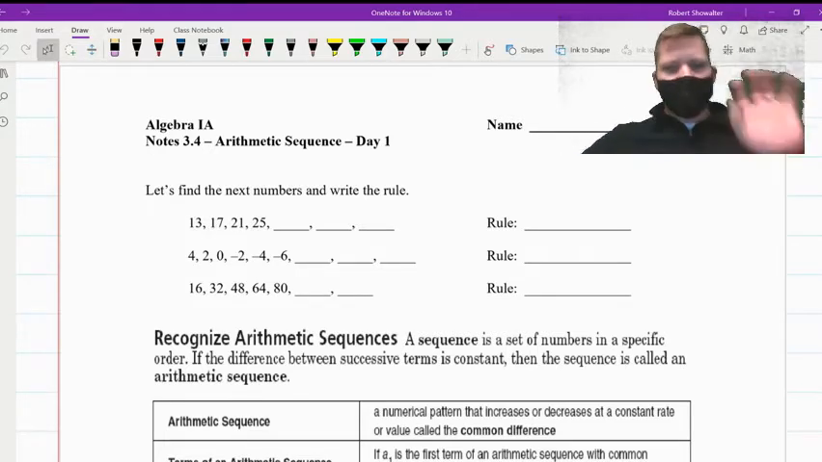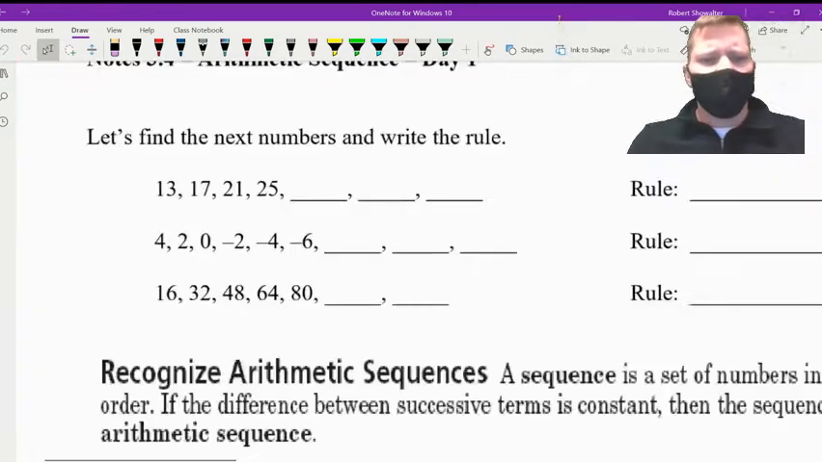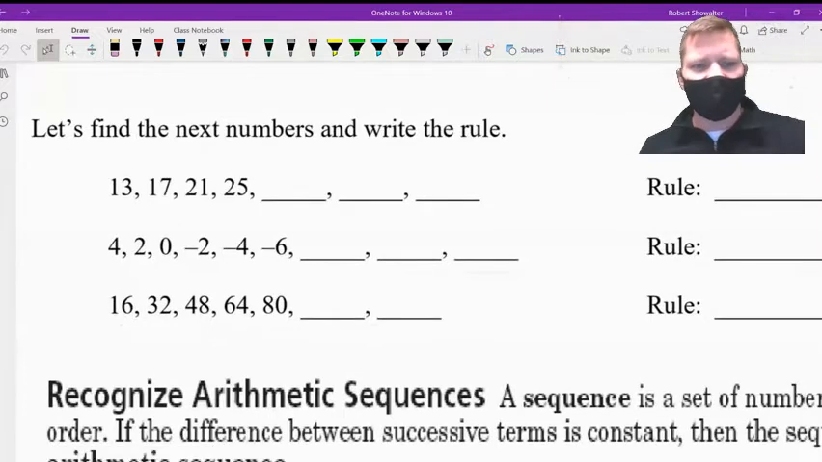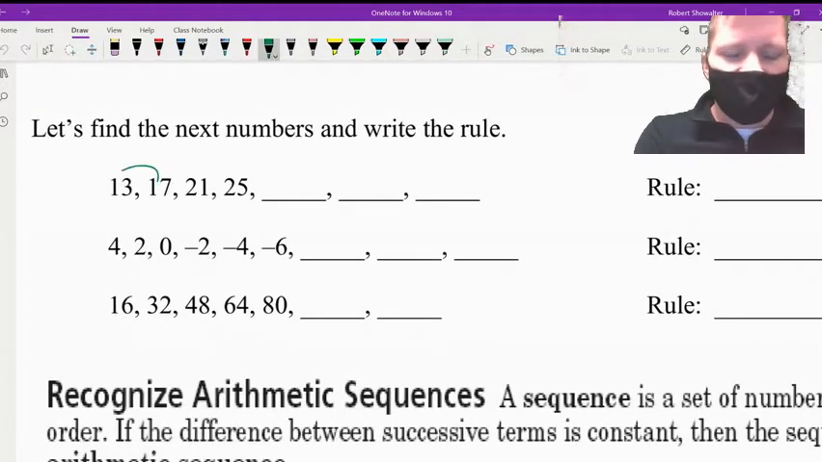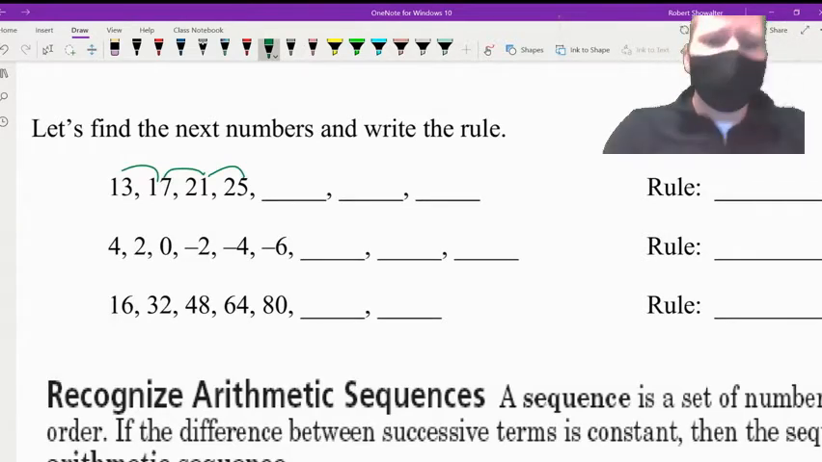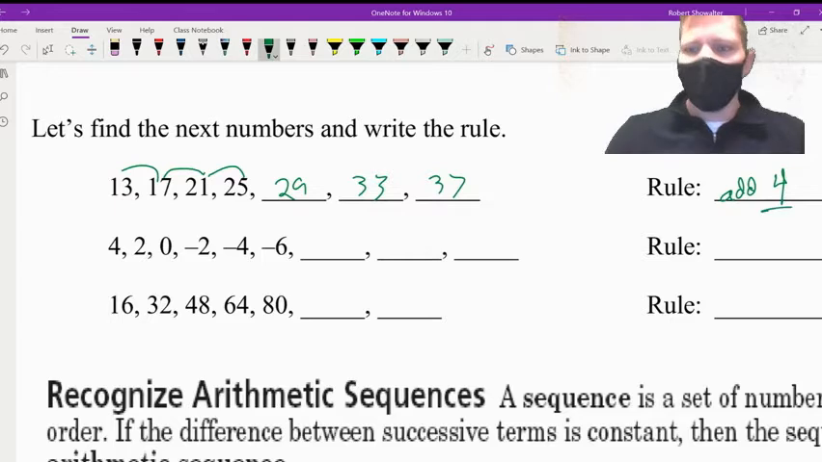Okay, so to dig into it, let's do something that you typically know. So we've done this before. If you want to find the next three numbers in this list, think about it. How do you get from 12 to 17? How do you get from 17 to 21? 21 to 25? Look at that. Do you notice? Add 4 each time. So we get 29. Add 4. 33. Add 4. 37. Rule: add 4 each time.